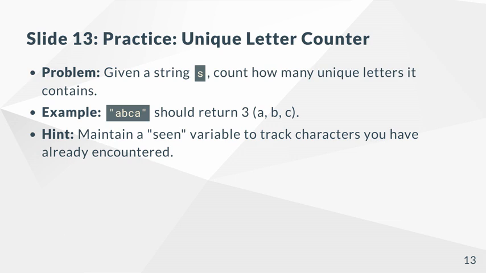Here's a practice problem for you. Write code to count the number of unique letters in a string S. For example, ABCA has 4 letters, but only 3 are unique: A, B, and C. The mental model here is to use an extra seen variable to track characters as you encounter them. If you see a letter for the first time, you mark it. If you see it again, you ignore it.